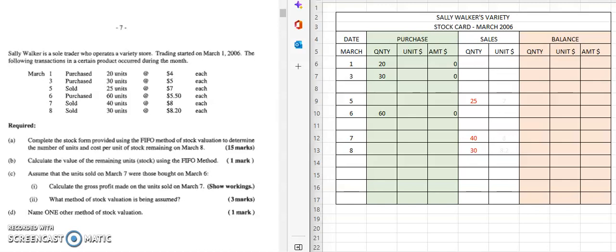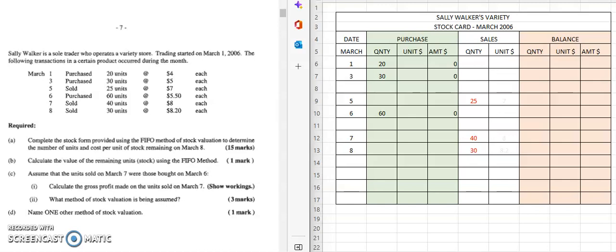All right, so Sally Walker is a sole trader and she has this stock item which she has bought and sold, and they're asking us to complete the stock form using the first in first out method to determine the number of units and the cost per unit of the stock remaining on March the 8th. And then part B says calculate the value of the remaining stock using the first in first out method. So we can do all of that on this one table. So let's proceed.